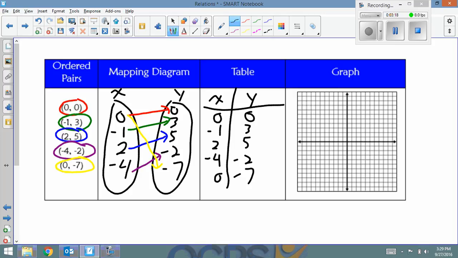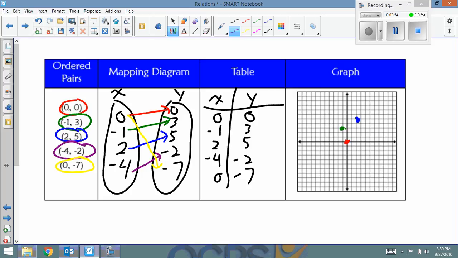For graph purposes, remember you always start at the point (0, 0). That's the middle, our origin. That's going to be the intersection of those two lines. Okay, (-1, 3). The -1 means I go left 1, and the 3 means that I go up 3 units. So left 1 and then up 3 units, just like that. The 2 tells me I go right 2, and then the 5 tells me I go up 5. Right there.